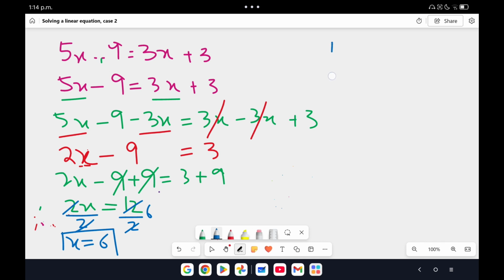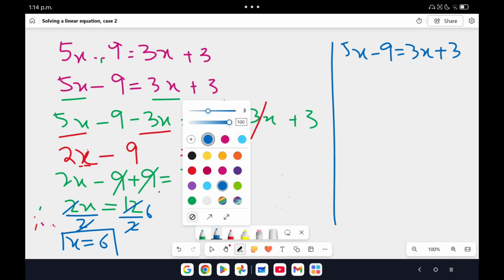Again, if you need to verify that you have found the correct value of x, we'll substitute the obtained value of x on both the sides in the given question. So substituting back x equals 6 on both the sides to see if the value is correct or not.